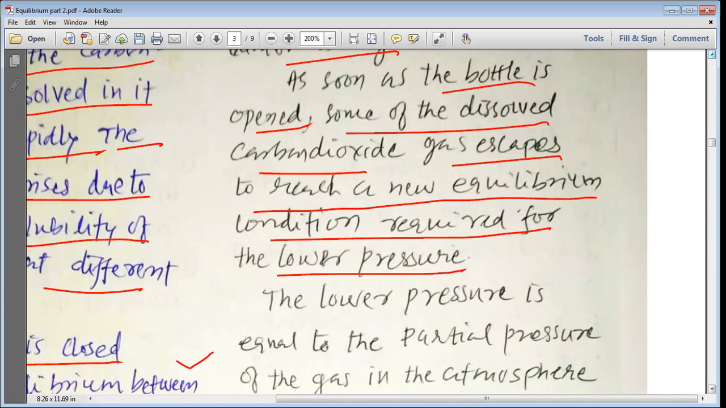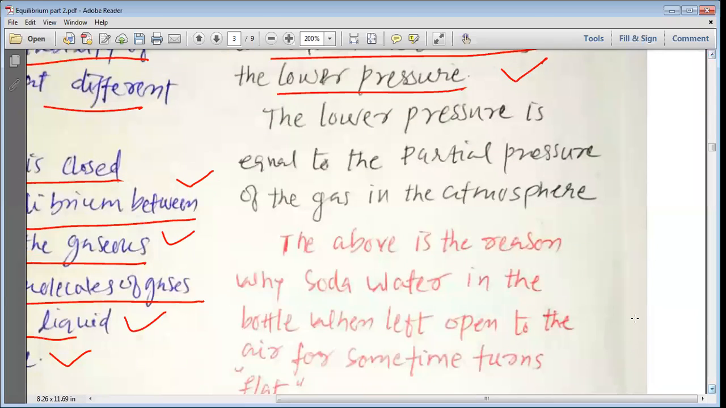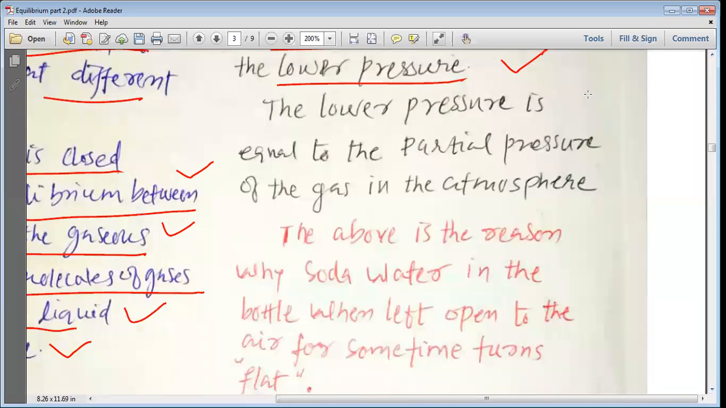Please remember, my dear students, that there is some carbon dioxide which is dissolved into the water due to the atmospheric pressure also. So as soon as the bottle is open, some of the dissolved carbon dioxide gas escapes to reach equilibrium conditions required for the lower pressure. Now the lower pressure is 1 atmospheric pressure.